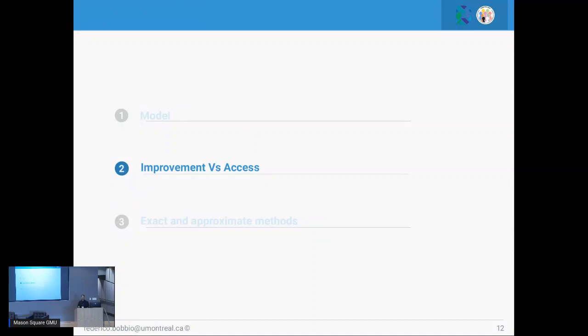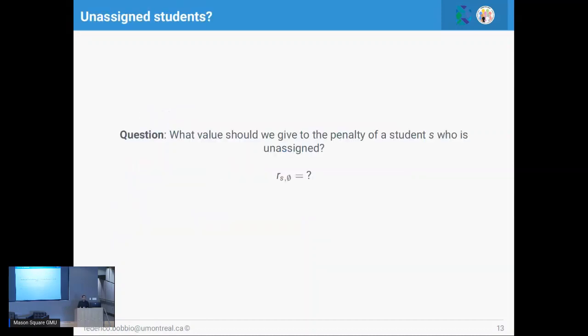Let's see how our model can be adapted to several real-world situations. So the question now is, what is the meaning of the penalty? What is the role of the penalty in our model?